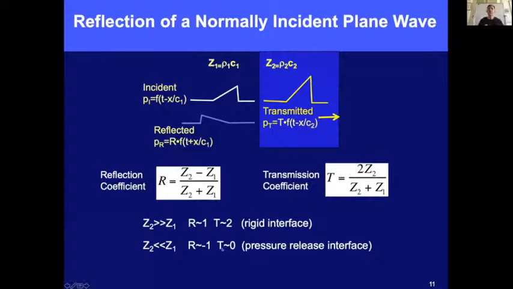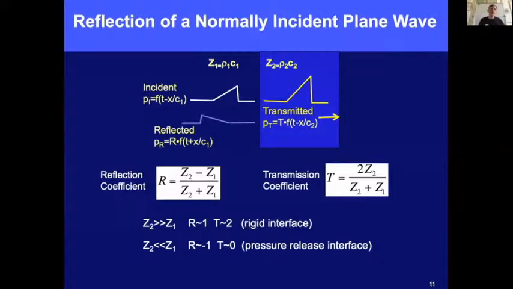The first case is typically referred to as a rigid interface. It turns out that if you do the algebra, there's very little particle velocity at the interface. And the second one is a pressure release interface. So the pressure vanishes at the interface and you get this negative wave coming back at you.